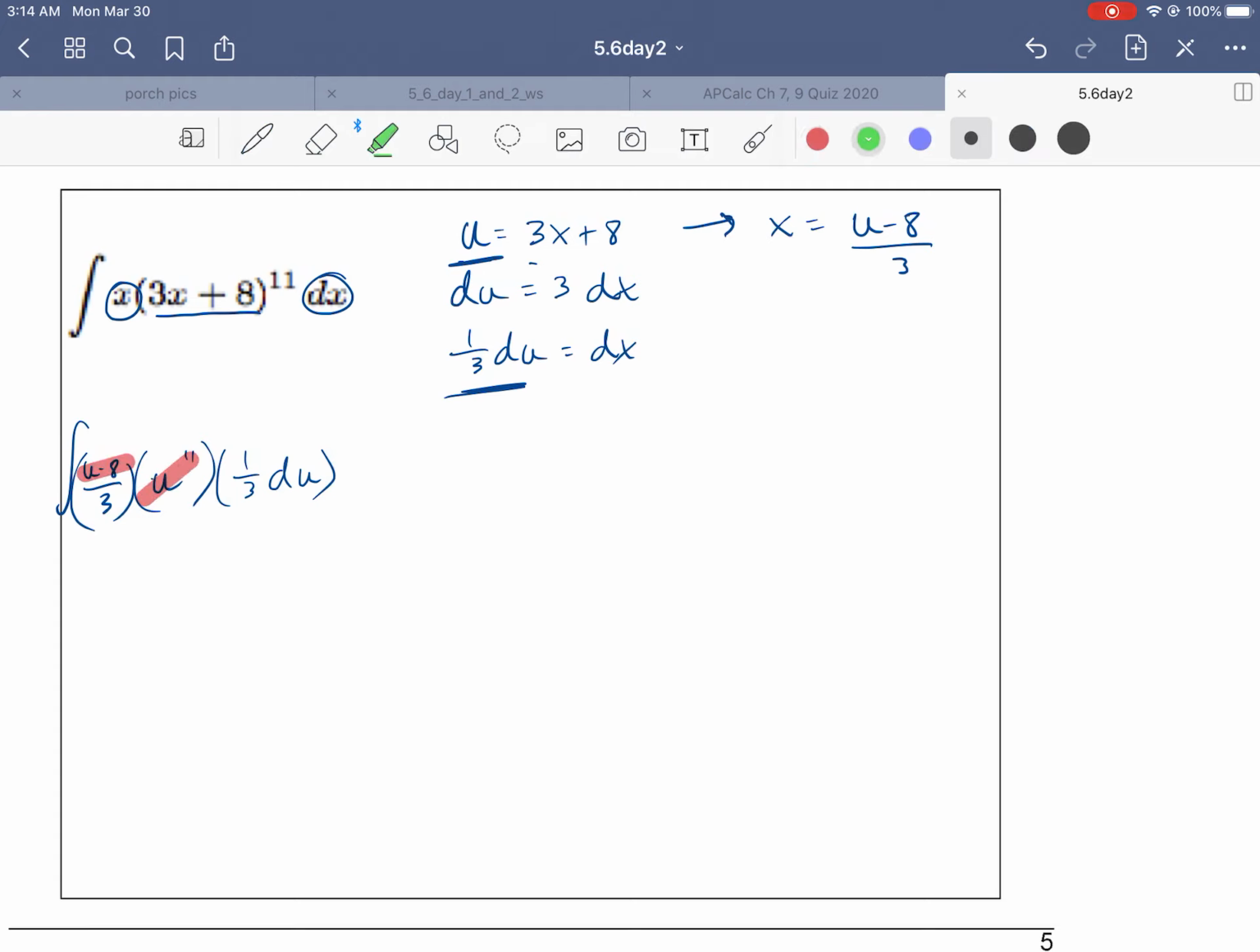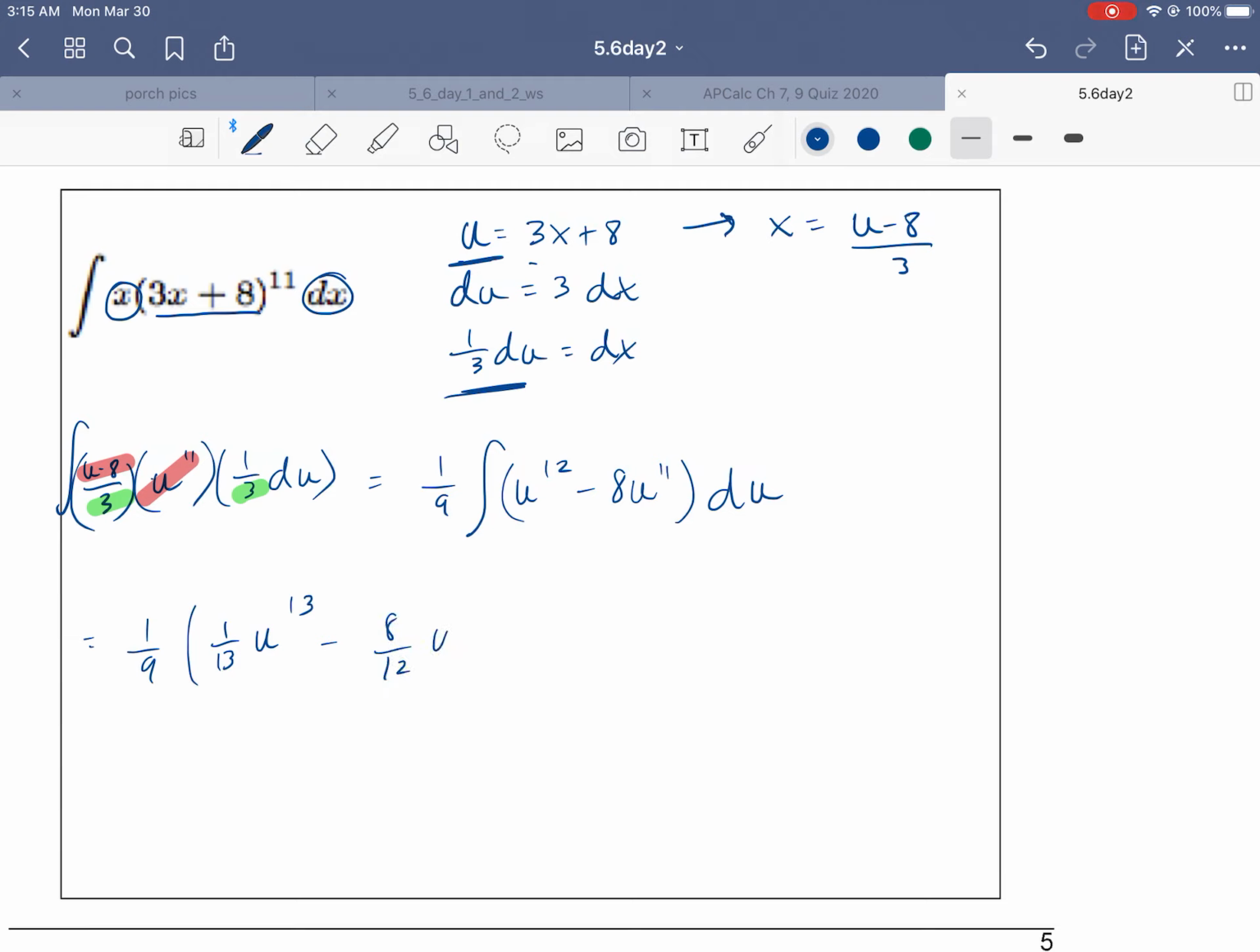Okay, so same idea. Now I have to multiply those together and the 3's together. So 1/9 can be pulled out. u to the 12th minus 8u to the 11th du. So 1/13 u to the 13th minus 8/12 u to the 12th plus c.